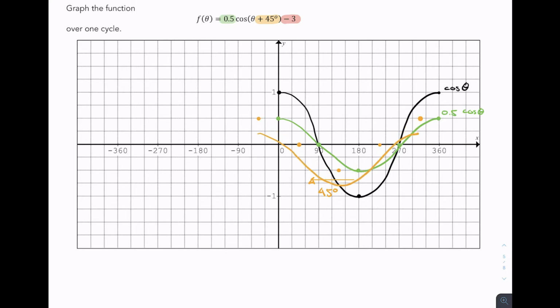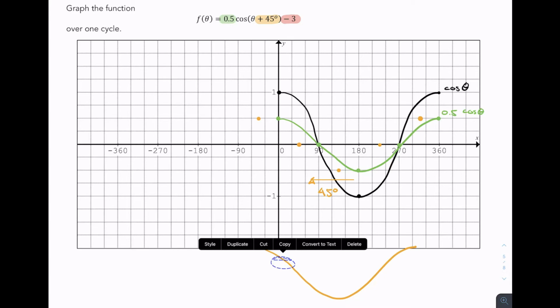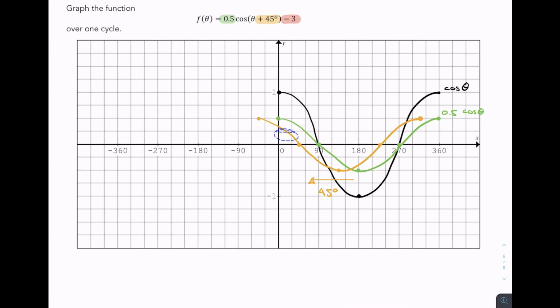So this would be 1. Sorry, would that be 1? No. Yeah, that would be 1. That would be 2. And that would be 3. So it actually, oh dear, it almost comes off the page. You won't be able to see it. But let's do it anyways. Let's kind of sketch it in.